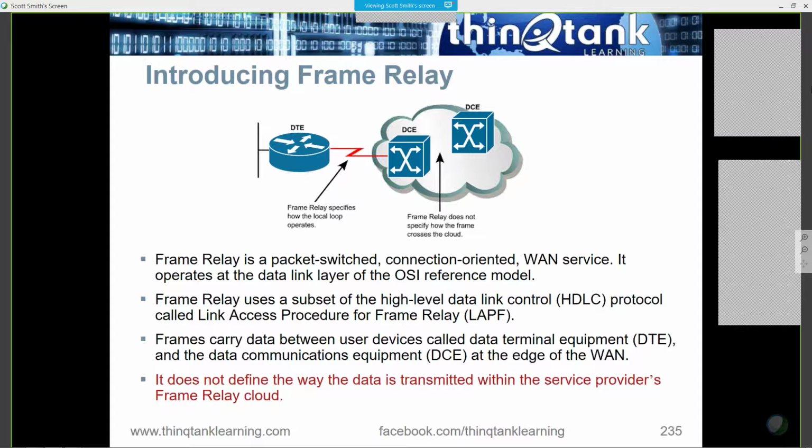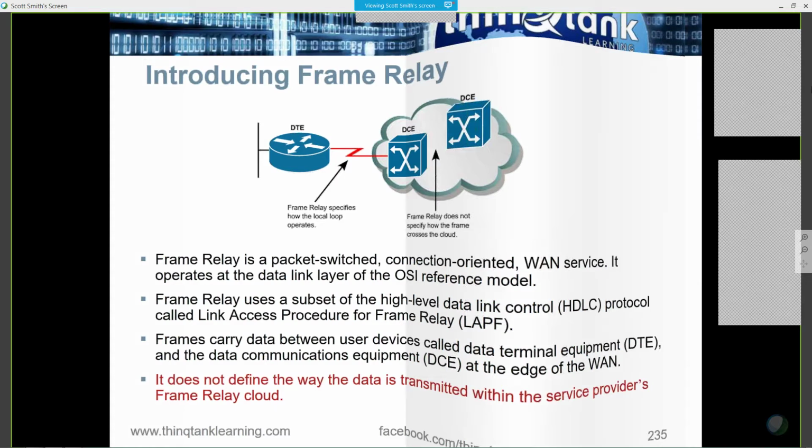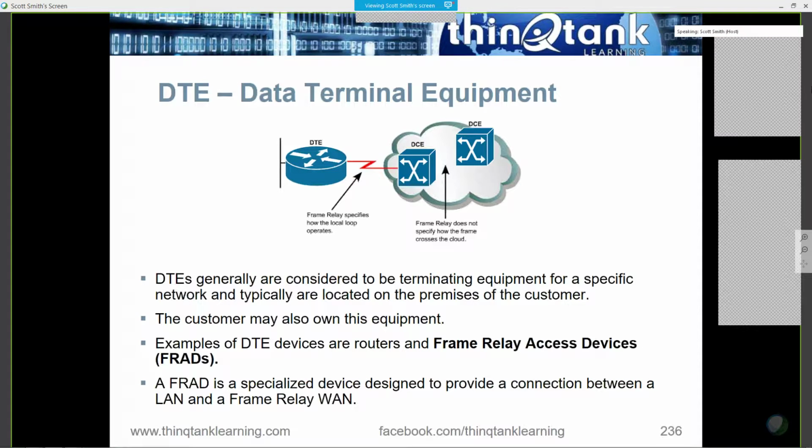Now it looks like it's end-to-end because we set up these things called PVCs, permanent virtual circuits. We'll talk about that in a little bit. But frame relay is really just an encapsulation protocol. It allows us to encapsulate data from one end of the service provider's network to the other end of the service provider's network. DTEs are generally considered to be your terminating equipment. Usually it's your router at your location.